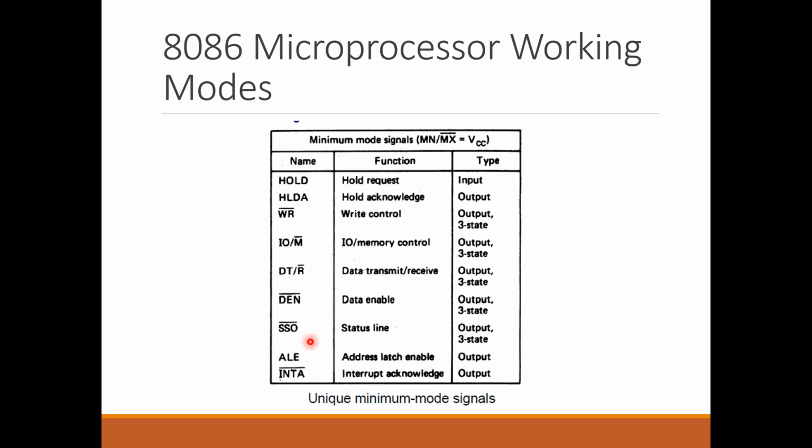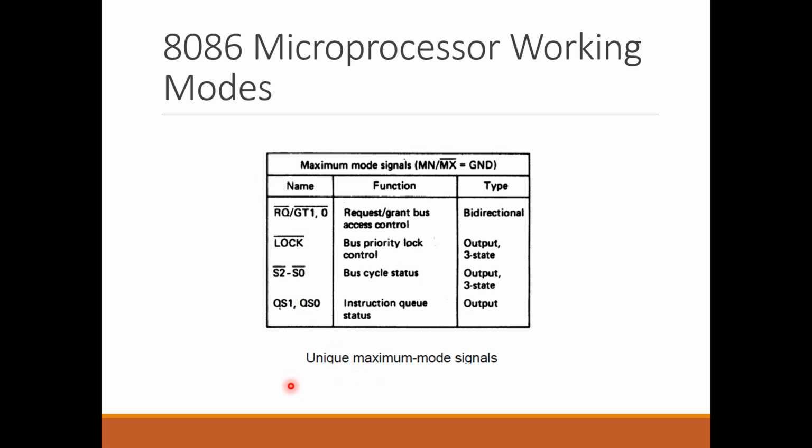But here we have pins which are unique to minimum mode signals. That means whenever the microprocessor is working in minimum mode, those pins perform those kinds of functions. But those pins change whenever we are using the computing system in maximum mode. For example, RQ/GT0 and RQ/GT1 are used to request and grant the bus, whenever the other microprocessor tells this microprocessor to release the system bus. Also LOCK, the status pins, and the instruction queue status pins are used whenever the microprocessor is working in maximum mode.